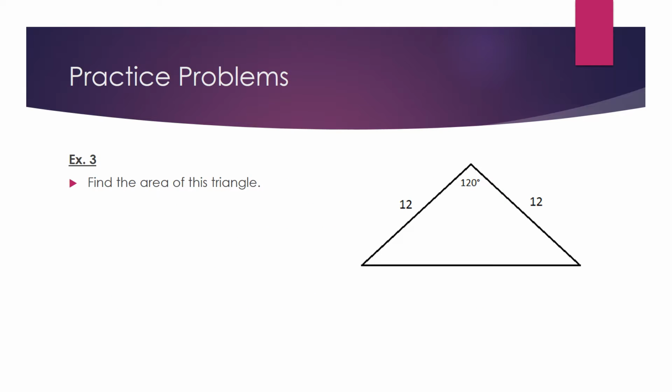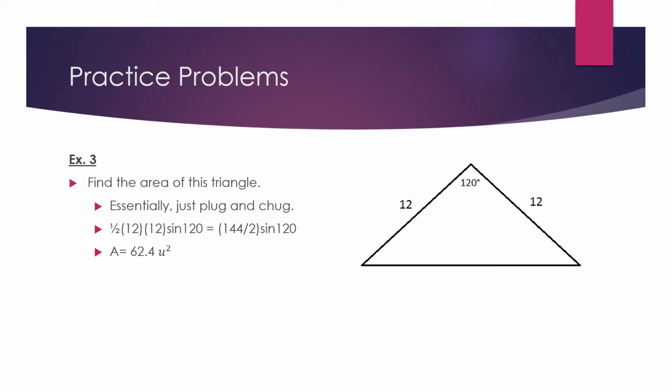Now, in a simpler fashion, which you probably won't see on most assessments, you can just find the area of a triangle. This is rather simple. You're just given two side lengths and an included angle, no extra shape, no extra this or that. Essentially, you just plug and chug. You put your two side lengths and your angle in, you simplify, and you get 62.4 units squared.